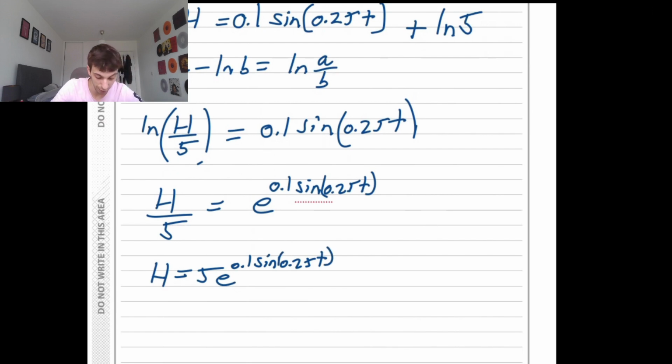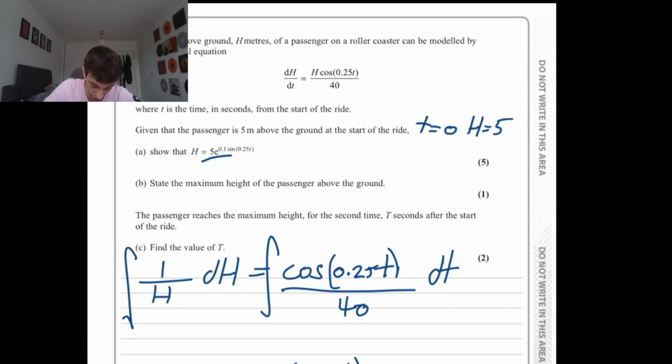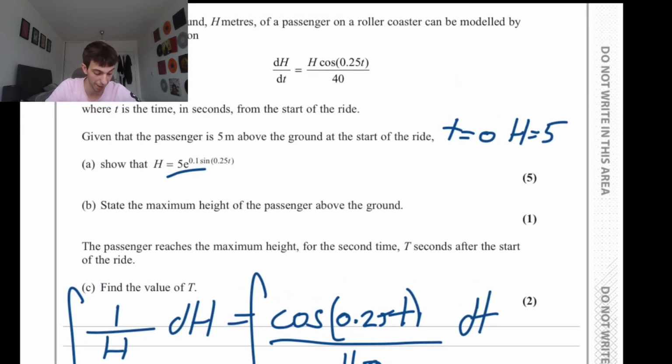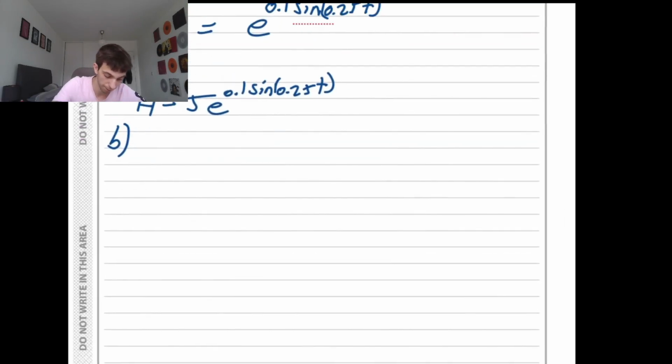Okay, now as they like to do with these differential equations, we're going to see in part B, the fact that sine is bounded by -1 and 1, or cos could also be the case, is very important. So what do they ask us in part B? State the maximum height of the passenger above the ground, the maximum height, okay? So here's the thing we have to know.